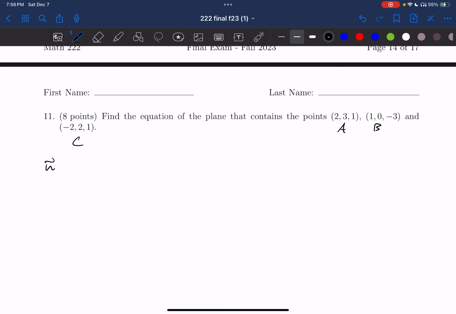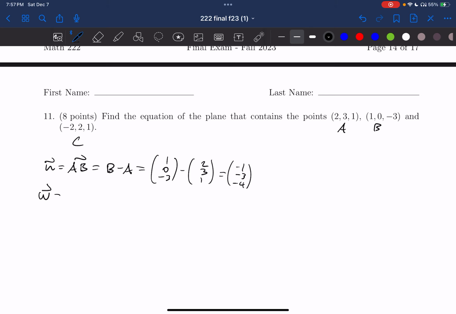let U be equal to AB, which would be equal to B minus A, which would be equal to B, which is 1, 0, negative 3, minus A, which is 2, 3, 1. This will be equal to, what is this? Negative 1, negative 3, and negative 3 minus 1 is going to be negative 4.